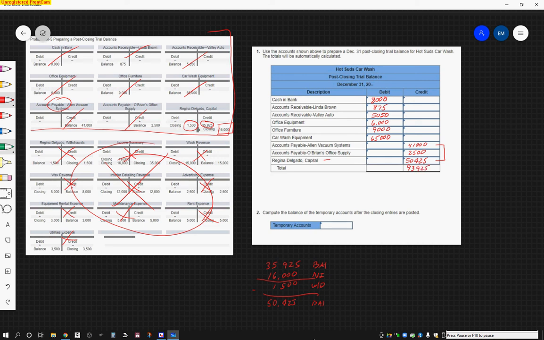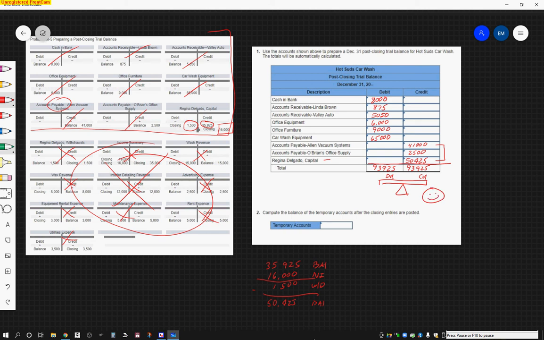A single line is ruled right here. Now, you don't get to do that with the computer, but it'll do it for you. And then we have, if we add up all of these, the 8,000, the 875, the 5,050, the 6,000, 9,000, the 65,000, we're going to come up with the same amount for the debits, $93,925. Do our debits equal our credits? We're going to say yes.